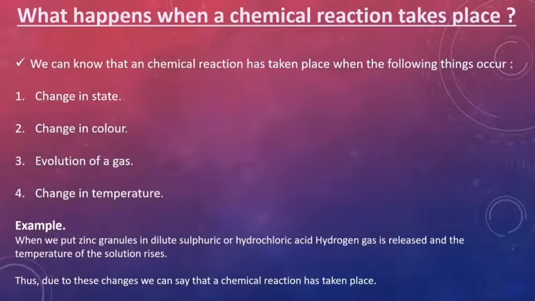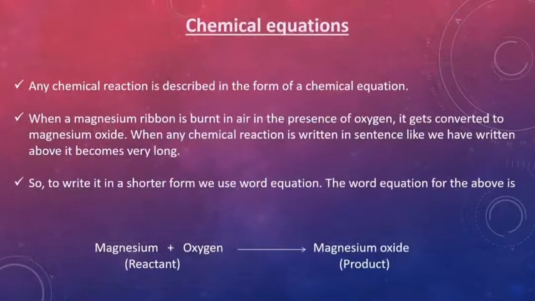What happens when a chemical reaction takes place? We can know that a chemical reaction has taken place when the following things occur: change in state, change in color, evolution of a gas, or temperature variation shows that a chemical reaction has taken place. For example, when we put zinc granules in dilute sulfuric or hydrochloric acid, hydrogen gas is released and the temperature of the solution rises. Thus, due to these changes, we can say that a chemical reaction has taken place.